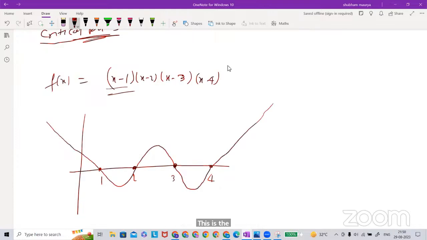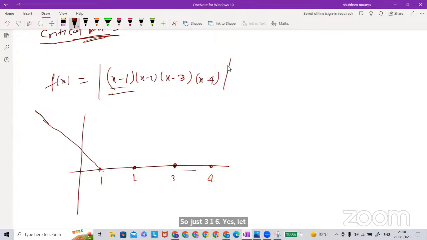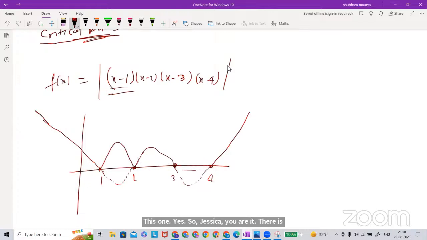Okay, now let's put the mod here. That means you will always get the positive value. Whatever the negative value is, it becomes positive. Only the values in this interval are negative, so just reverse it. Let me reverse it here. Where it is negative, that is going to be positive. This is now the graph for this one.